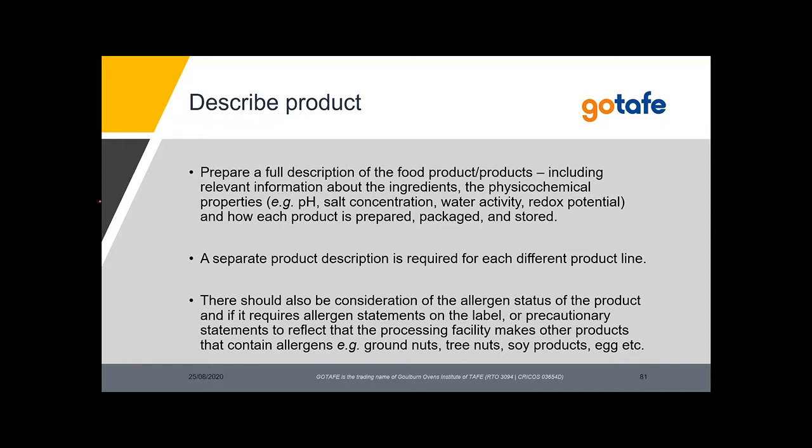So there should also be a consideration for the allergen status of the product, if it requires an allergen statement on the label, and it basically reflects whether the processing facilities make other products that contain allergens. Groundnuts, tree nuts, soy products, eggs are examples of allergens. During changeovers, if there's one product without any allergen involved and the other one has, you have to have a procedure in between for the cleaning, and also a procedure to check whether the allergens have been removed properly.